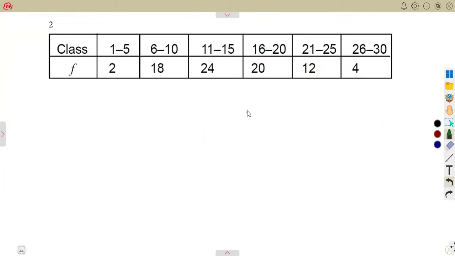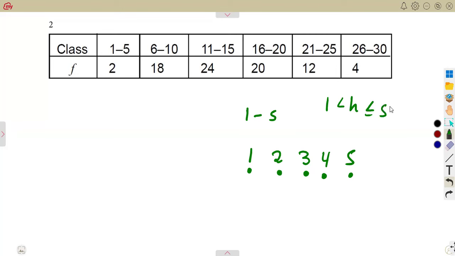Remember, I talked about this: when you are given 1 to 5 like this, you include 1, so it's 1, 2, 3, 4, 5. 1 is included. There is a difference of 5 from 1 to 5. It is different from h is greater than 1 and less than or equal to 5. I talked about this in the introduction: on this one, 1 is not involved. Or maybe it's given like this, h is greater than or equal to 1 but less than 5. It means 5 is not involved. So you just find the difference. 5 minus 1, you get a difference of 4.